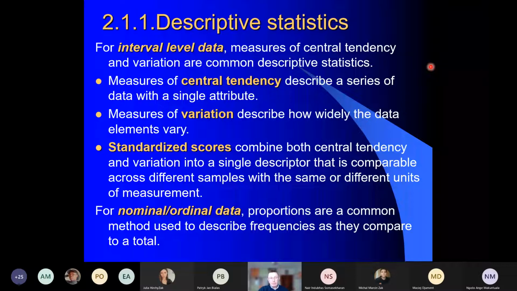So with central tendency, we are looking for some central point, a central value within our data set, and variation gives us information on how specifically, how in general our other data deviate from this central value. And various standardized scores combine both central tendency and variation into a single descriptor that's comparable across different sample units of measure. It sounds complicated, but in fact we are talking about, for example, providing together the mean and its error, variance and standard deviation. So here we have the mean and standard deviation.